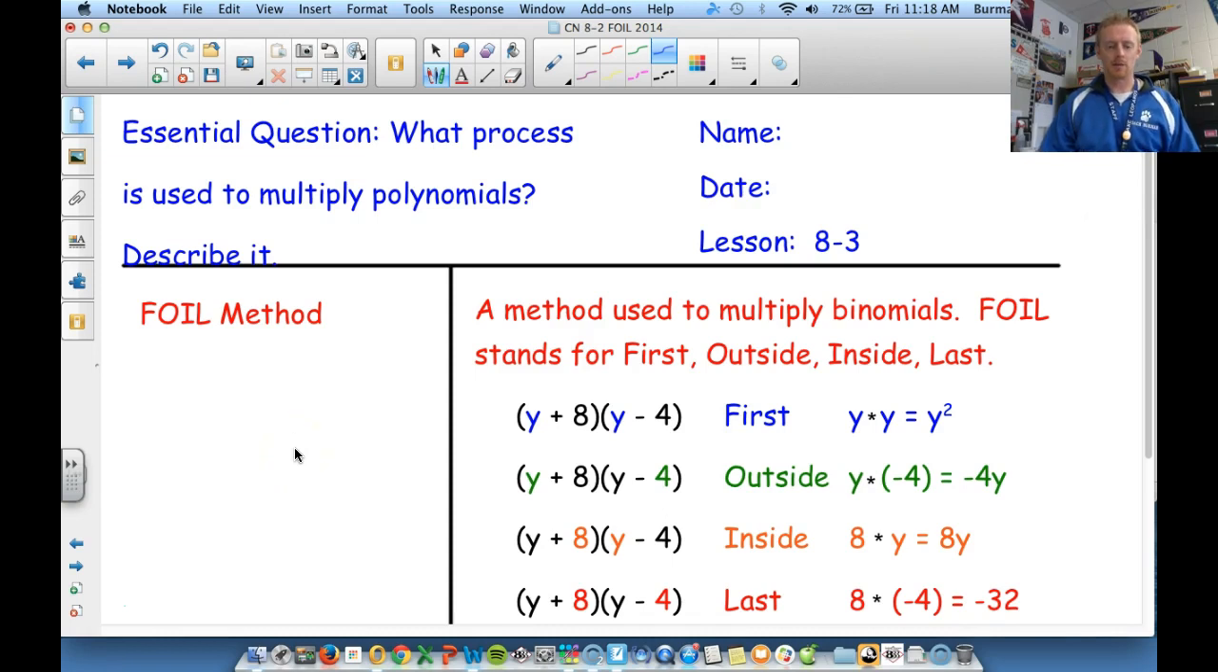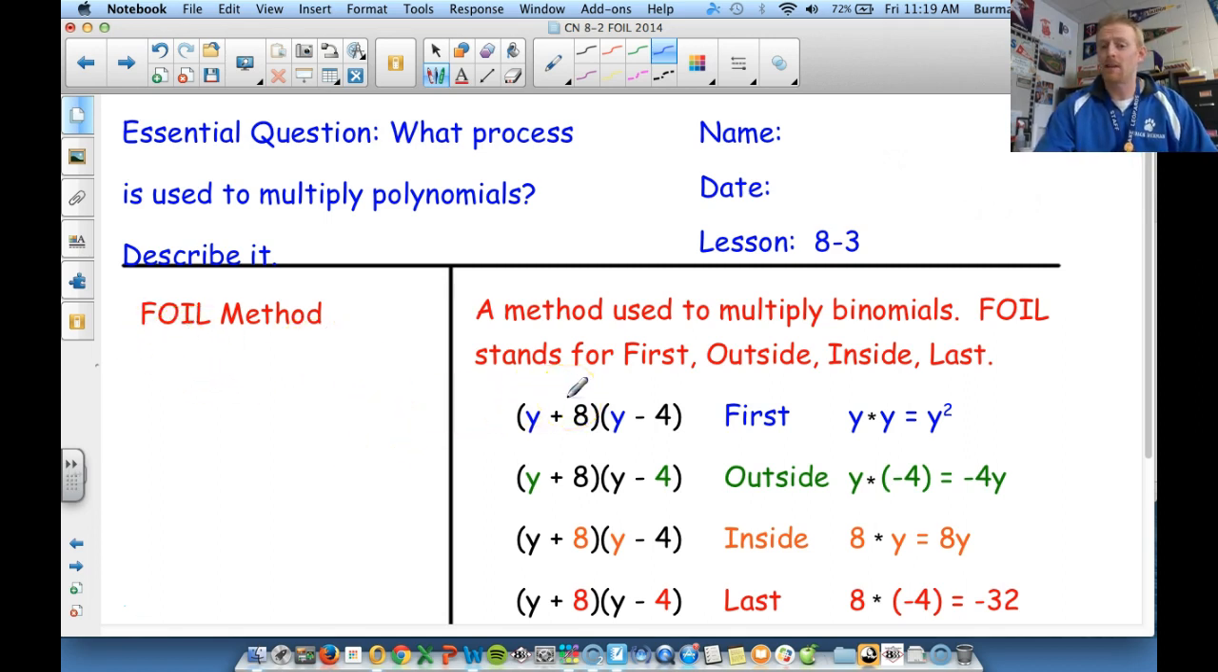All right, ladies and gentlemen, we are talking about lesson 8.3 today. 8.3 is how we are going to be multiplying polynomials with other polynomials. And there's a specific method that we will be using that will hopefully be something that you remember for the rest of your life. And it's the method that you see on your screen right now. It's called the FOIL method.